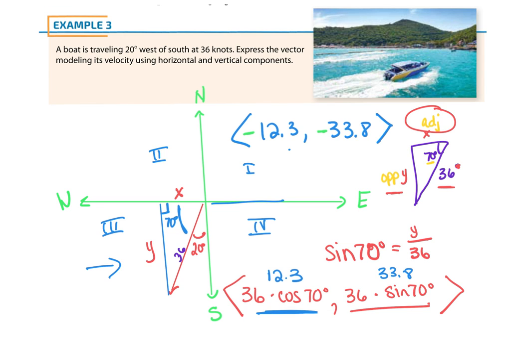Think about it this way. If they told me I was walking on a trail and that they walked 20 degrees west of south for 36 miles or whatever, and you need to figure out how to walk left and right to find them, you would walk left 12.3 and down 33.8. Direction matters. If I just said the positive and the positive, you would never find your friends because you would go right and up and you would be even further away from them, okay? So that tells you direction. You must tell me positives and negatives so I know the direction, all right? That's why it's important. That's why those positive and negatives are important.